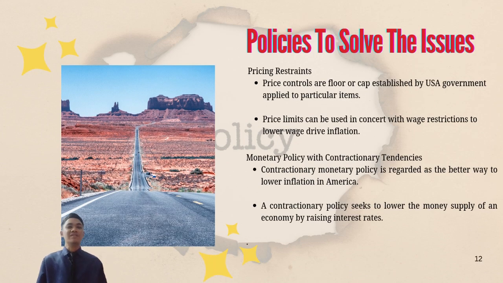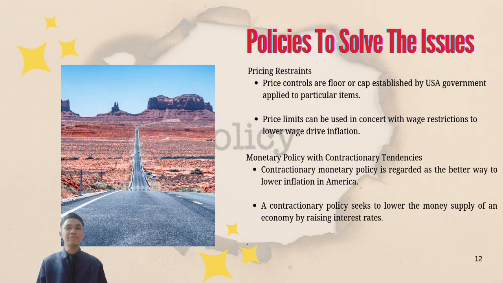After that, I want to talk about the policies to solve the issue of inflation in the United States of America. Firstly is pricing restraints. Price controls are a floor or cap established by the USA government applied to particular items. Price limits can be used in concert with wage restrictions to lower wage-driven inflation.